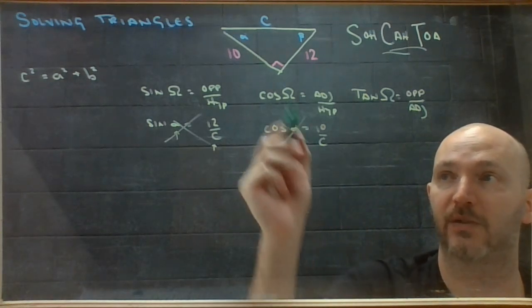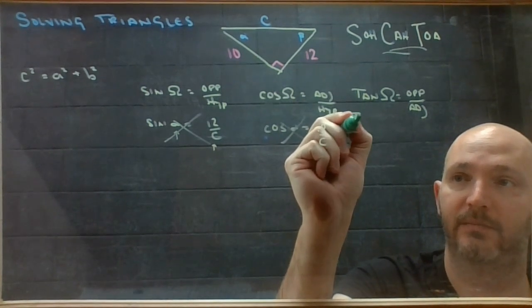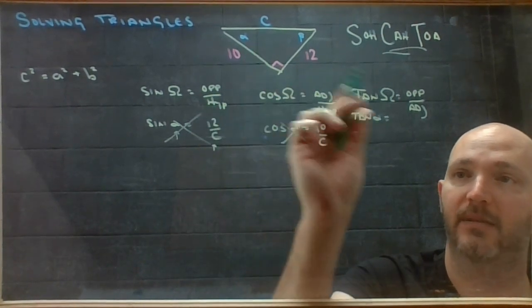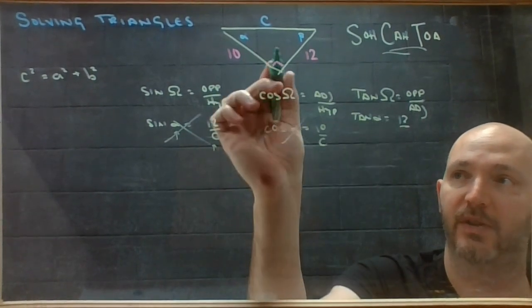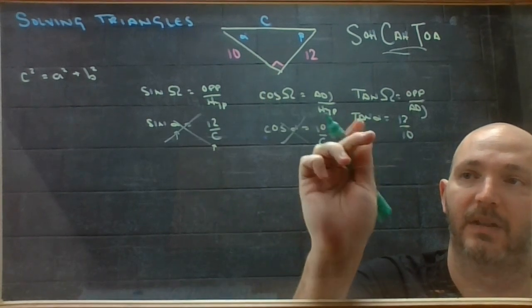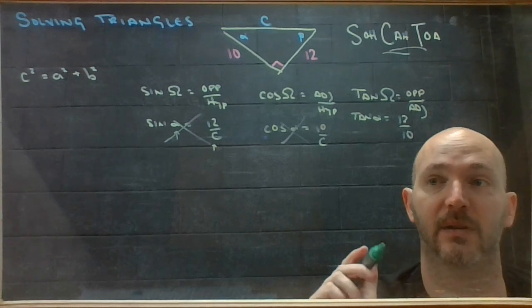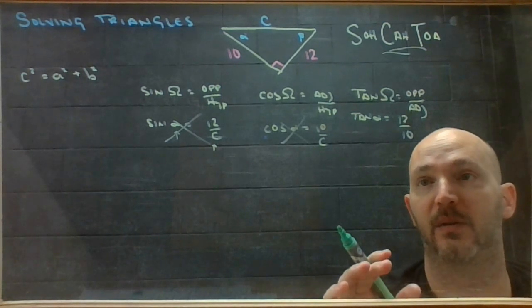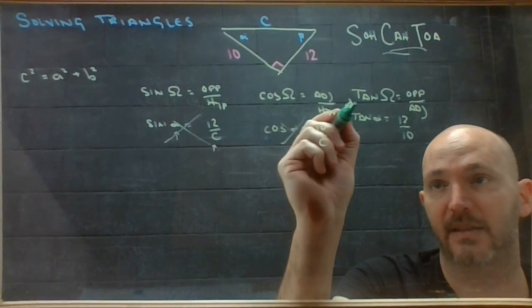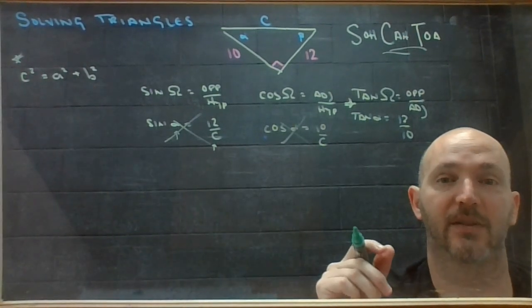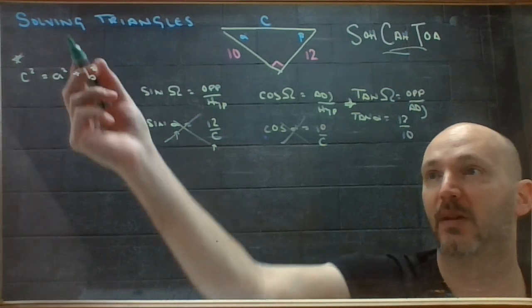Tan. If I try tan for alpha, I get opposite, which is 12, over adjacent, which is 10. I only have one letter there, which means I can actually solve this thing. So, solving this, solving that, I've got two things I can do, so I might as well do them.